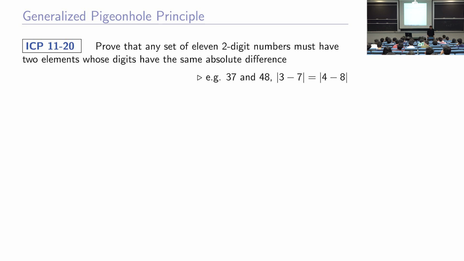Why? What should be the pigeons? Those 11 differences. How many different differences are possible when you subtract two single digit numbers? It will be between 0 and 9. The possible single digit difference is between 0 and 9, so there are 10 possible digit differences and there are 11 numbers. Two must have the same digit difference.